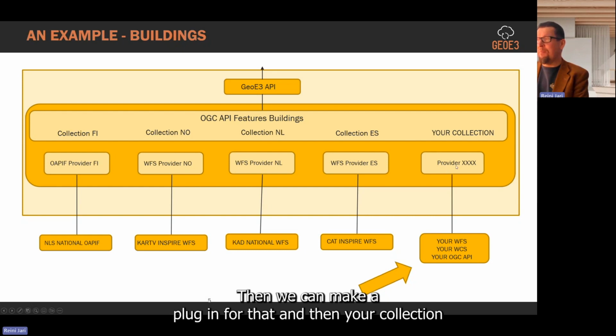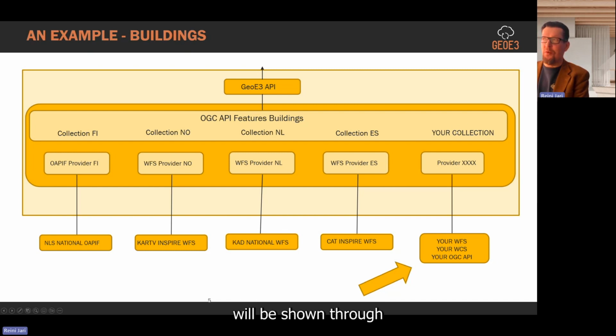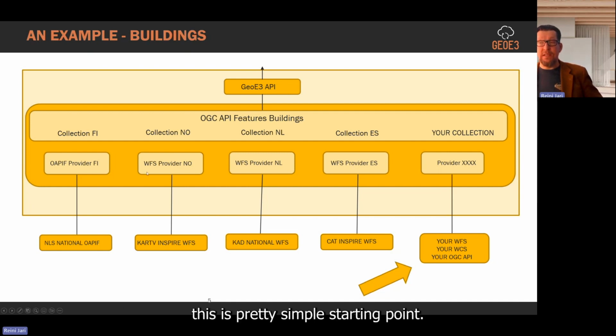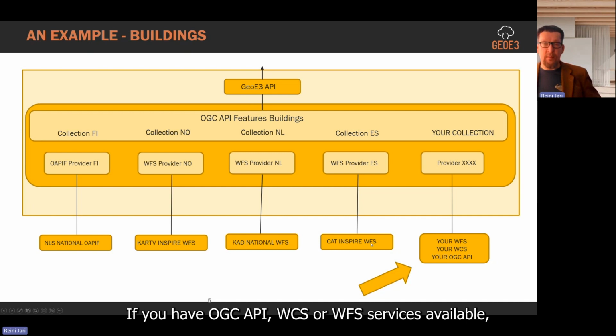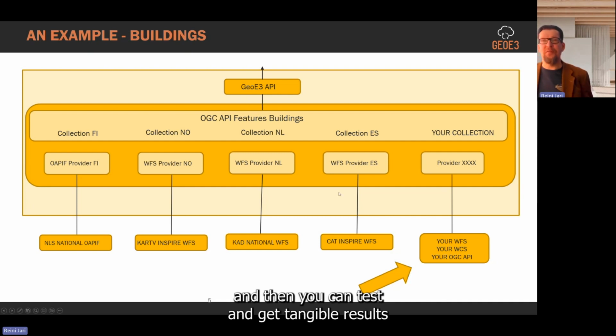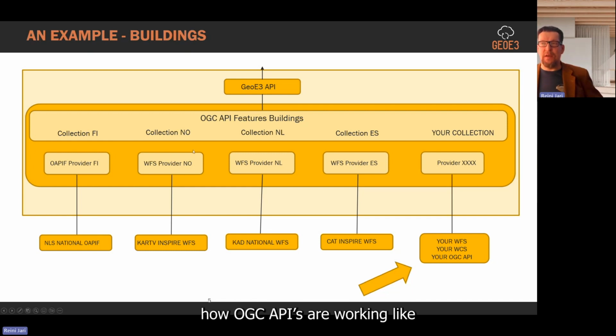Then we can make a plugin for that, and then your collection will be shown through the GeoE3 API and user interface. So if you have never ever tested OGC API functionalities, this is a pretty simple starting point. If you have OGC OWS services available, you can then provide information to us, and then you can test and get tangible results of how OGC APIs are working, like presented by Lassi just before me.